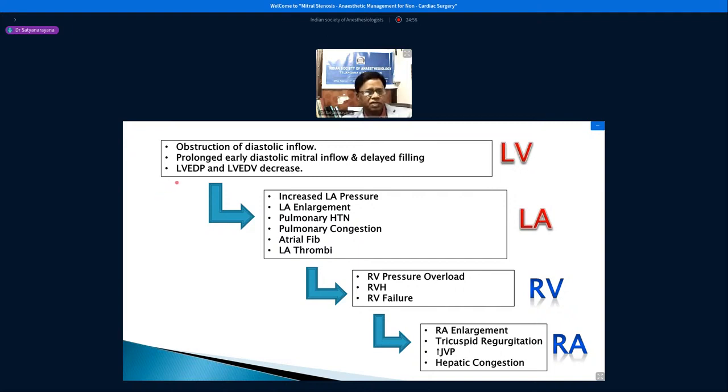Initially, to start with, there is obstruction to diastolic inflow. So there will be prolonged early diastolic mitral inflow and delayed filling, and finally there will be decreased left ventricular end diastolic pressure and end diastolic volume.